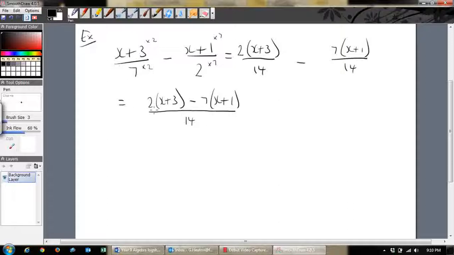Now all we need to do is expand this top line out just to simplify what's going on there. So you know how to expand brackets. That's 2 times x, 2x. 2 times 3, plus 6.